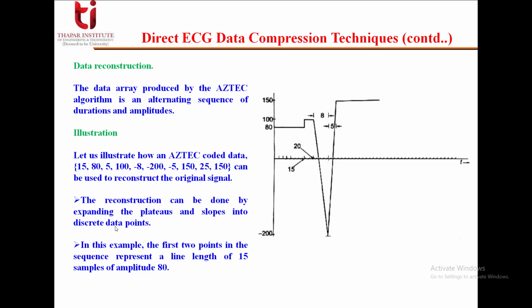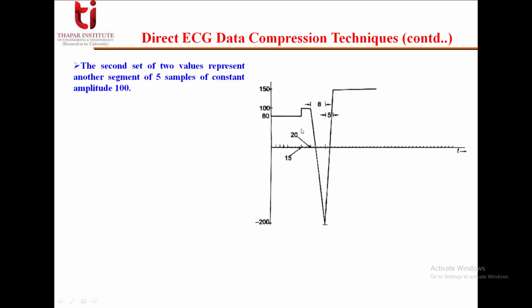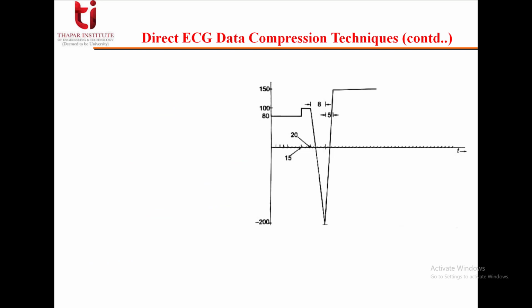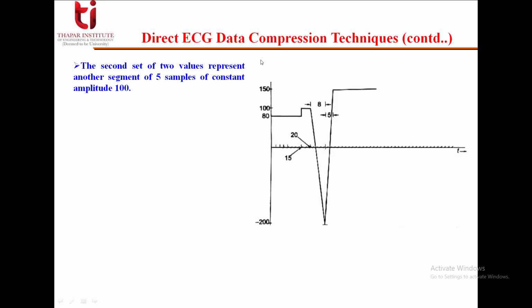In this example, if you see the first 2 points in the sequence, 15 and 80, what do they represent? They represent a line length of 15 samples with amplitude 80. So you can see we have drawn this line up to 15 here, which has the amplitude of 80. Now the second set of two samples, as you can see, we have 5 and 100. That represents another segment of 5 samples, up to 20, of constant amplitude 100.